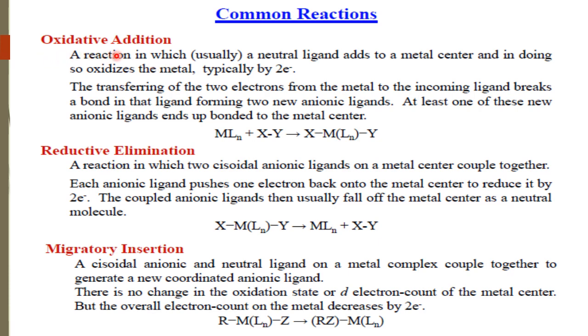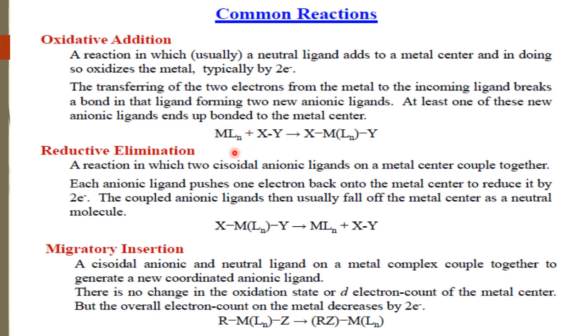So first, if we consider oxidative addition, as this terminology indicates, when we add the ligand to the metal atom, the metal atom is undergoing oxidation. A reaction in which usually a neutral ligand adds to a metal center, and in doing so oxidizes the metal. The transferring of two electrons from the metal to the incoming ligand breaks the bond in that ligand, forming two new anionic ligands. So if the metal atom is undergoing oxidation, the metal atom should give up two electrons to the ligand.